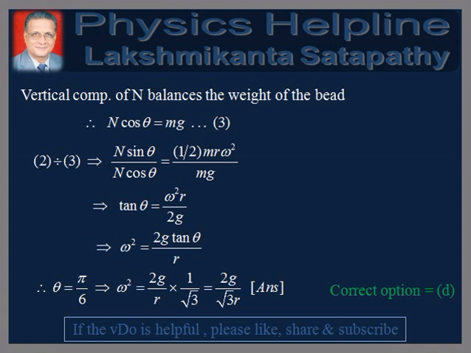Now, theta is equal to pi by 6, which implies tan theta is equal to 1 by root 3, which gives omega square is equal to 2g by root 3r, which is the answer to the question. Therefore, the correct option is D. This completes the answer to the question.